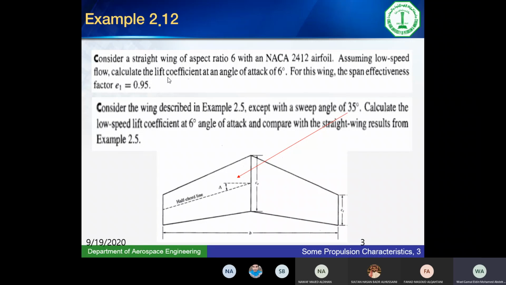Okay. So the question is, what does e equals 0.95 mean? What is that? What's the span effectiveness factor? What does that mean? Anyone?